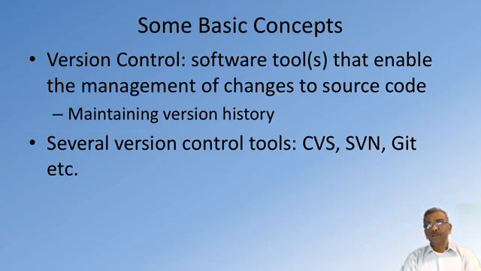This is a software tool that enables us to manage changes to source code and maintain a version history. So as your source code evolves, you will be able to check in the code at different points in time so that you can always have a way of rolling back to a previous version in case your updates to the code don't work correctly. There are various version control systems in use in the real world, including CVS, SVN, and Git being a very popular mechanism for version control these days.